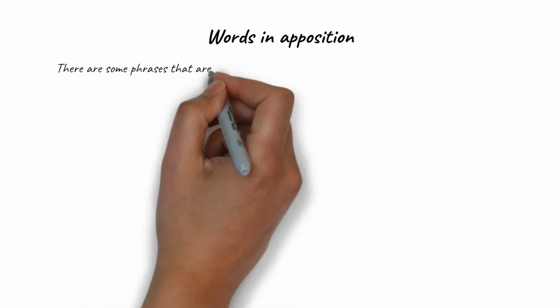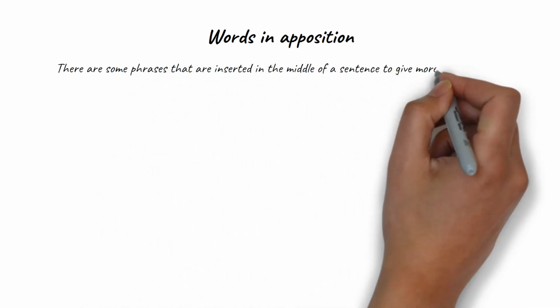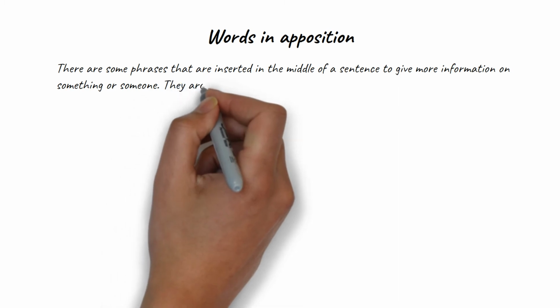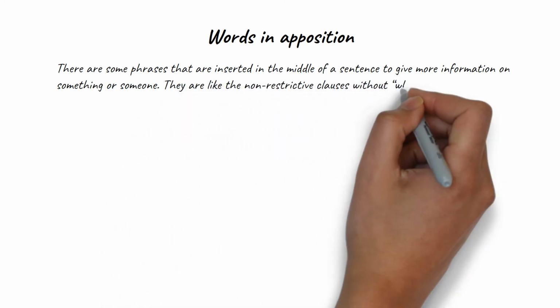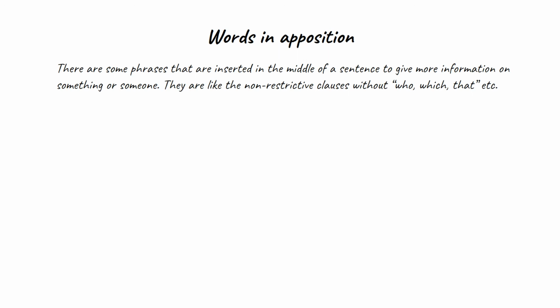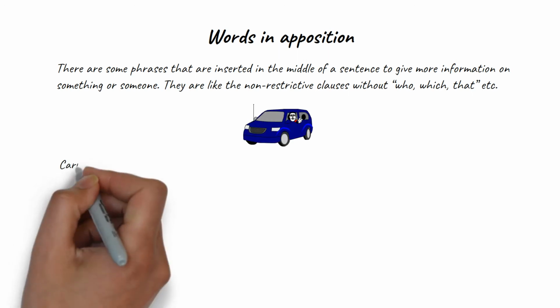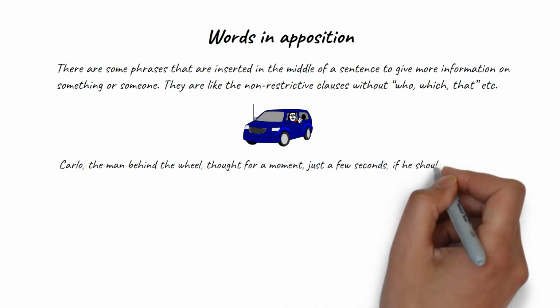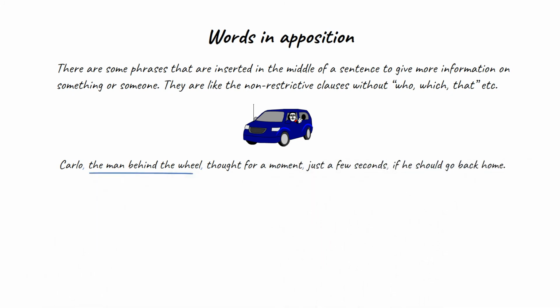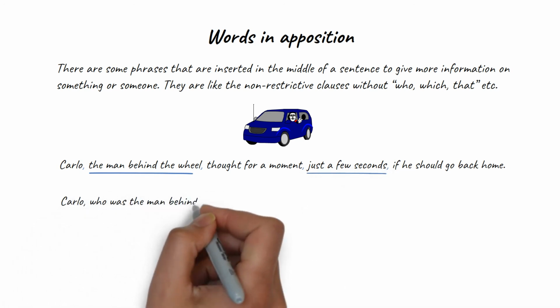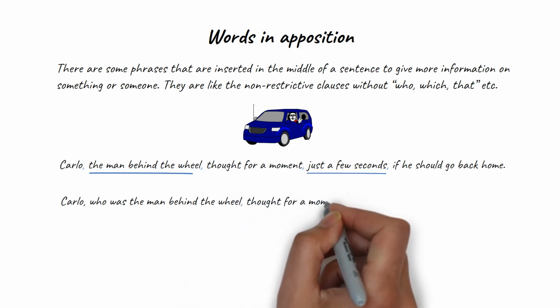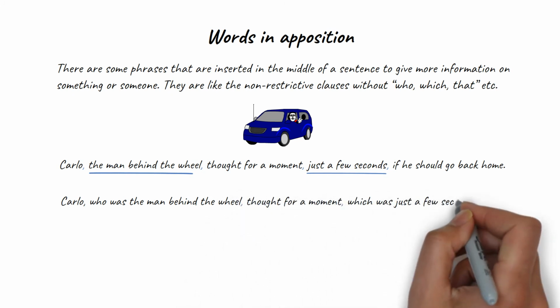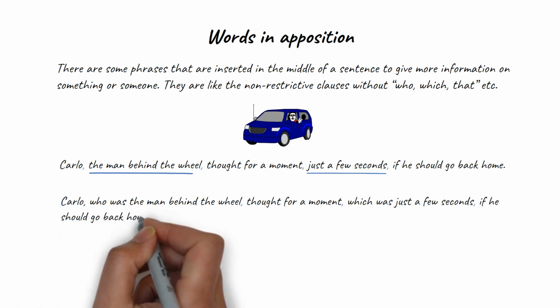Words in apposition. There are some phrases that are inserted in the middle of a sentence to give more information on something or someone. They are like the non-restrictive clauses without who, which, that, and so on. Carlo, the man behind the wheel, thought for a moment, just a few seconds, if he should go back home. I could say the following. Carlo, who was the man behind the wheel, thought for a moment, which was just a few seconds, if he should go back home.